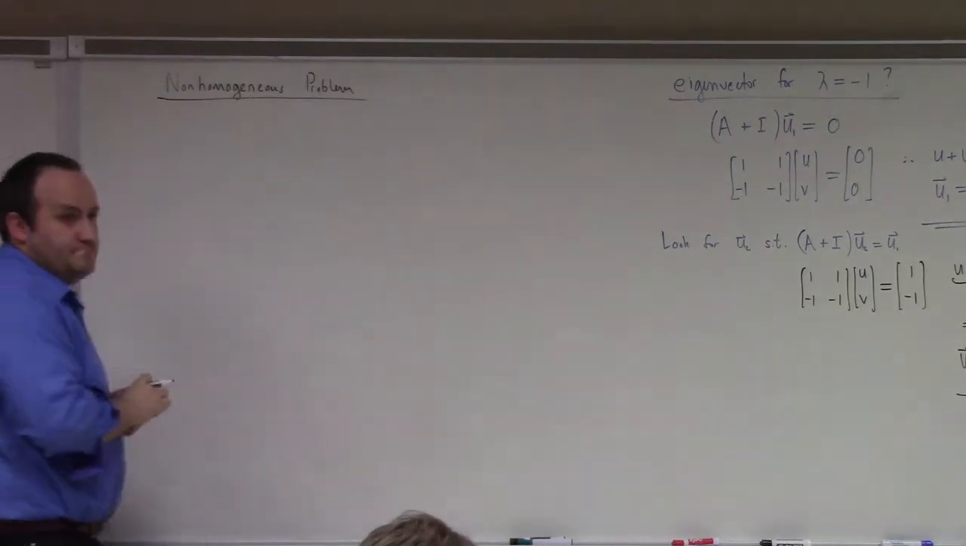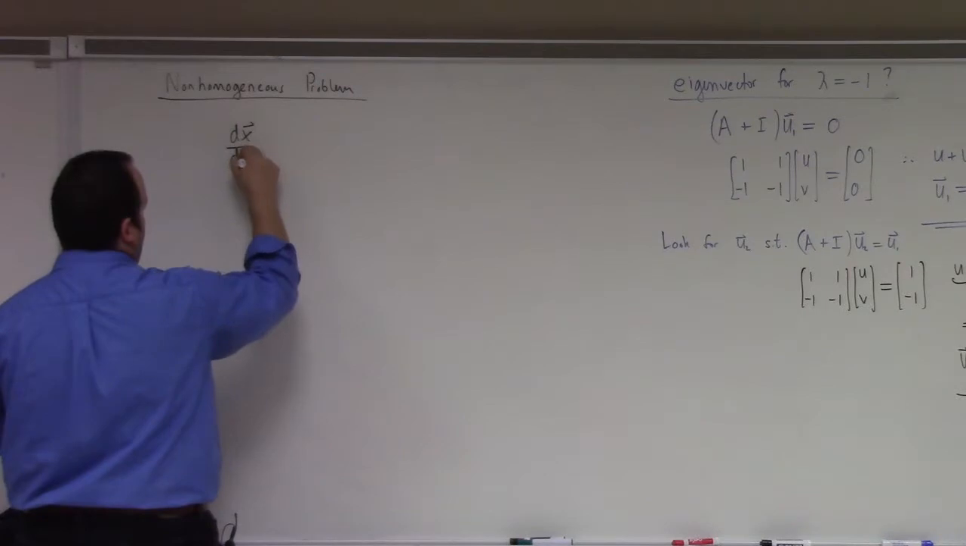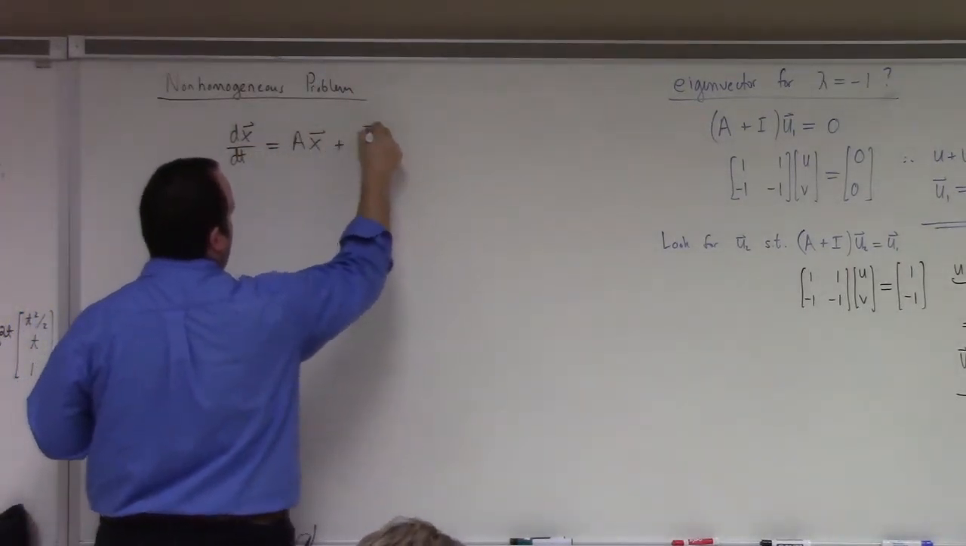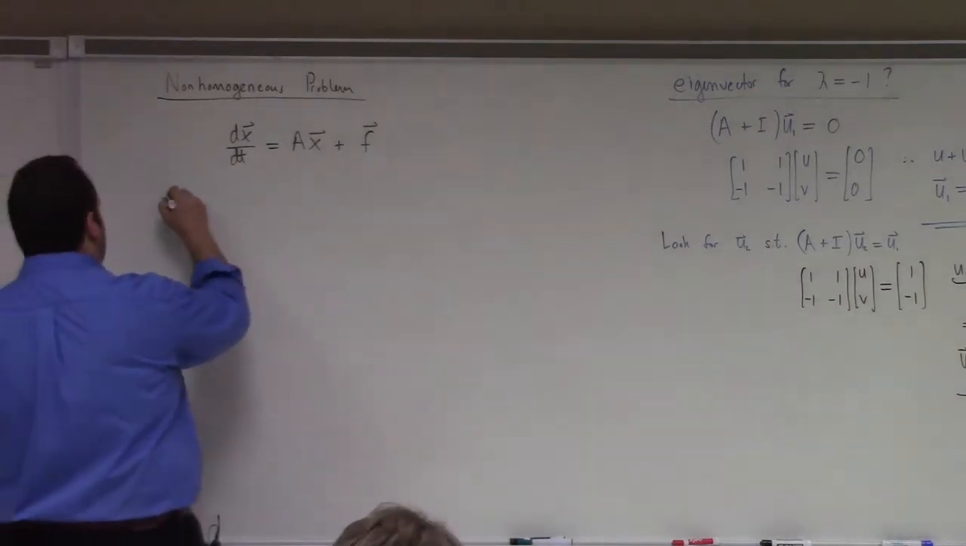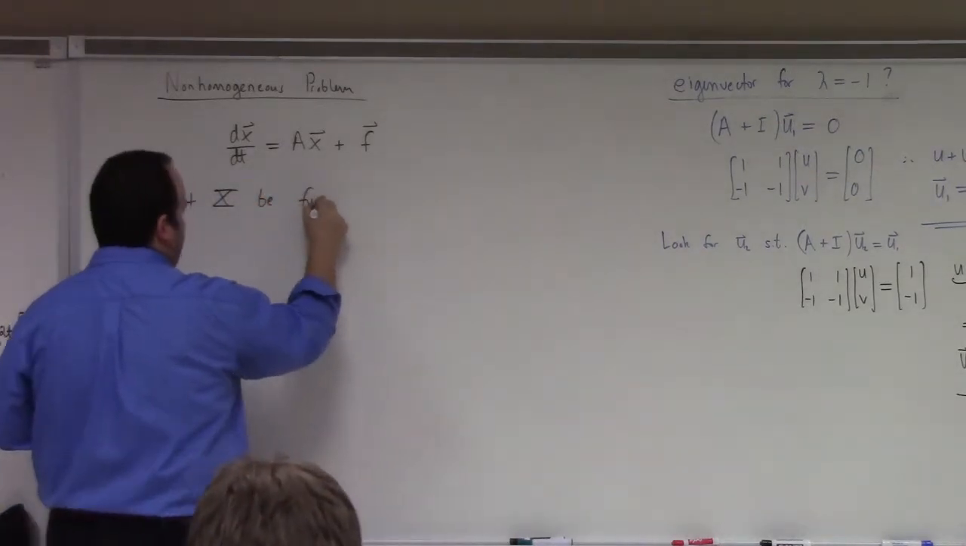So the non-homogeneous problem. We want to solve dx/dt equals Ax plus f, where f is possibly non-zero, it's some vector of functions. Now, we've had f equals 0 in everything we've been doing up to this point. How do you solve this? So let's let X be a fundamental solution matrix.